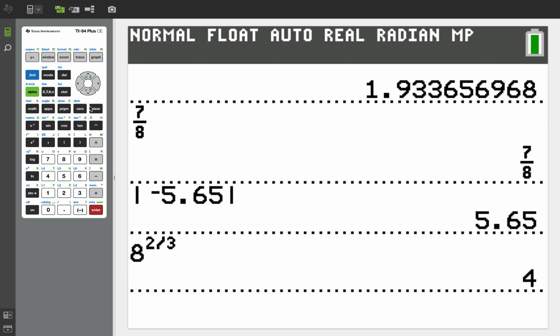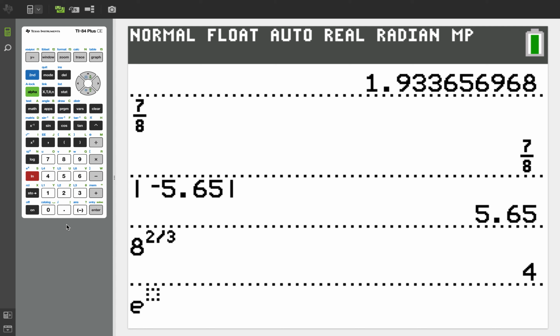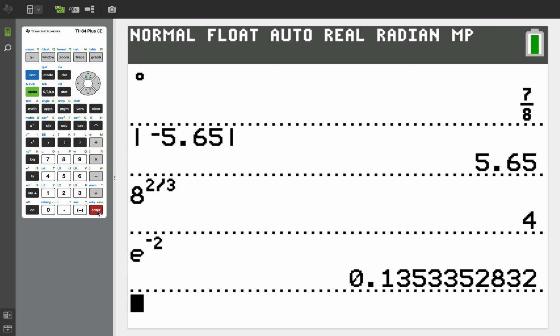Okay, next is e to the negative 2. E to the x is located above the ln button. So we'll go second, e to the x, e to the negative 2. And ln is here, same place. 9.54, those are 2 common functions that we'll use here in calculus.